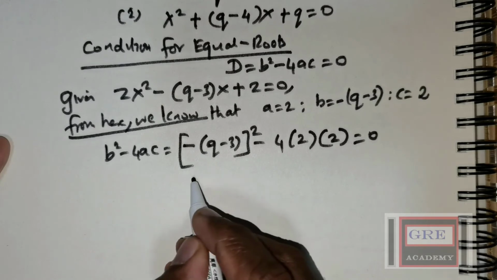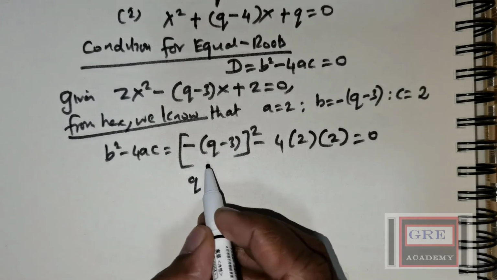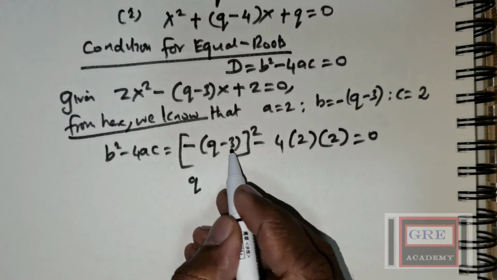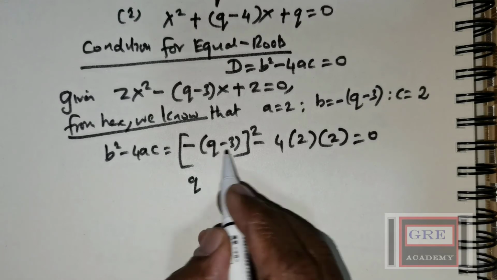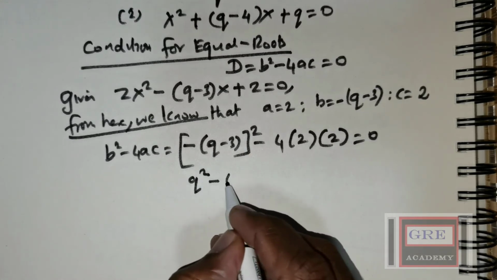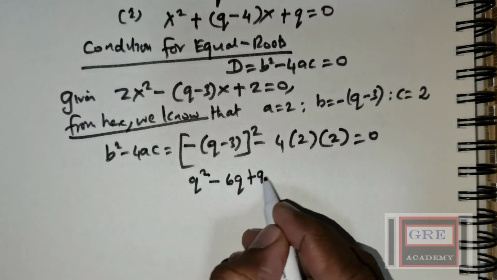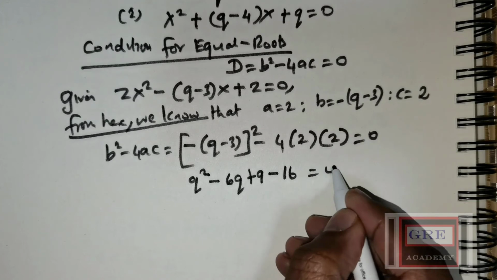When you expand this, this is actually negative of (q minus 3) squared, so it'll become positive automatically. So you need to just expand (q minus 3) whole squared. That would give you q squared minus 6q plus 9, minus 4 times 2 is 8, 8 times 2 is 16, is equal to 0.